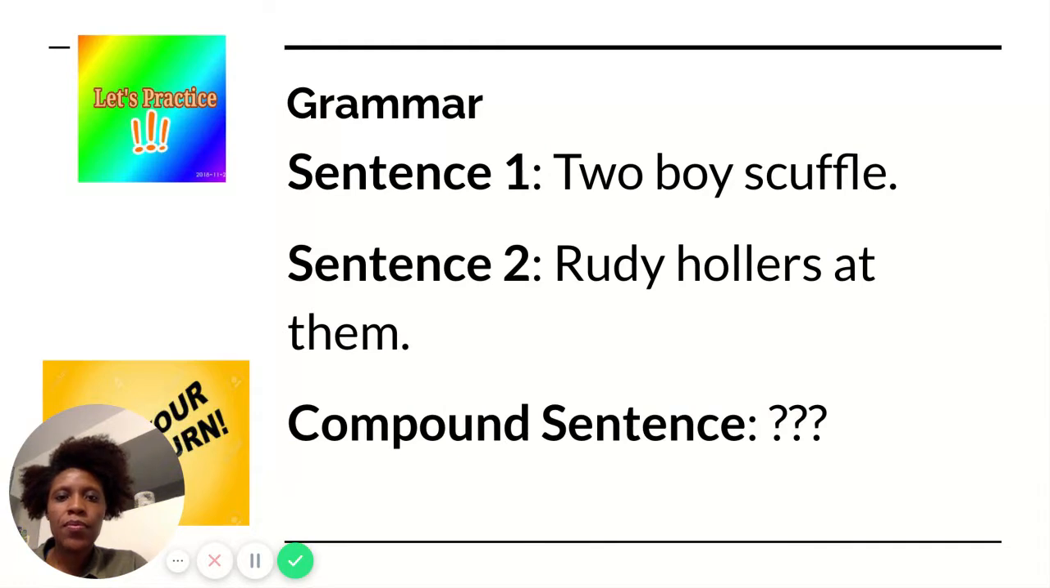Your turn. Two boys scuffle. Rudy hollers at them. How can we make this a compound sentence using and, but, or? Don't forget to write your comma.